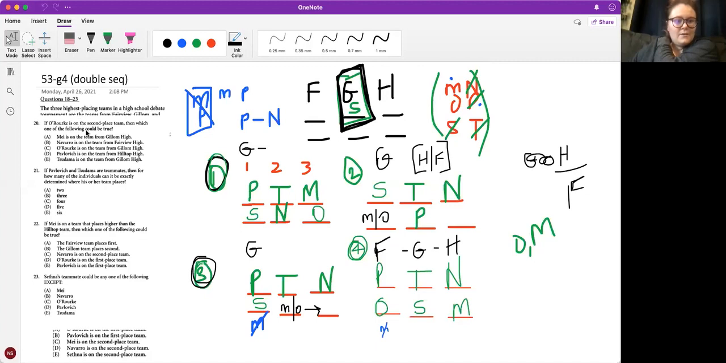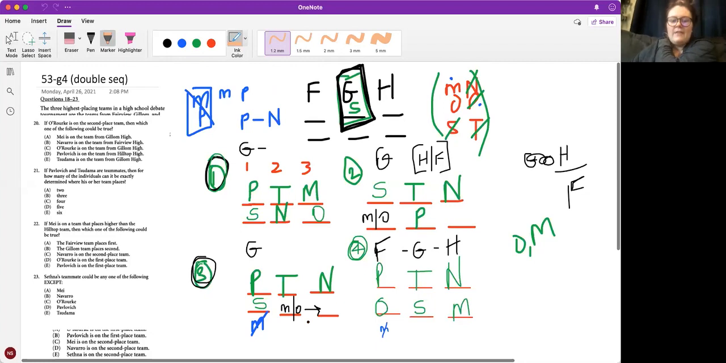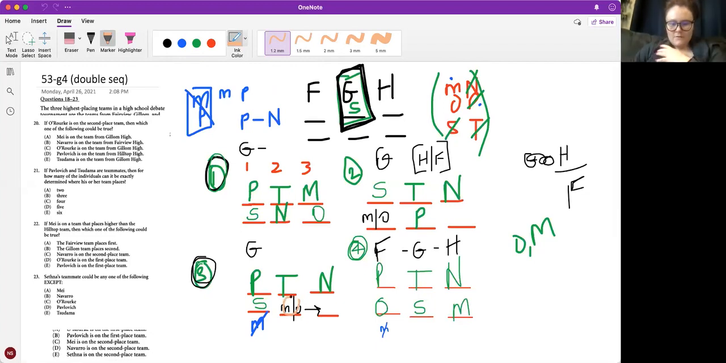So if R is on the second place team, in what worlds do we have R on the second place team? If O is on the second place team. Just the third. Wait, if O is on the second place team. Oh yeah, the third. Yep. So if we put O here, that means that M has to go here. And M is on the team for G. Nope, because G is here. So that's for sure wrong.